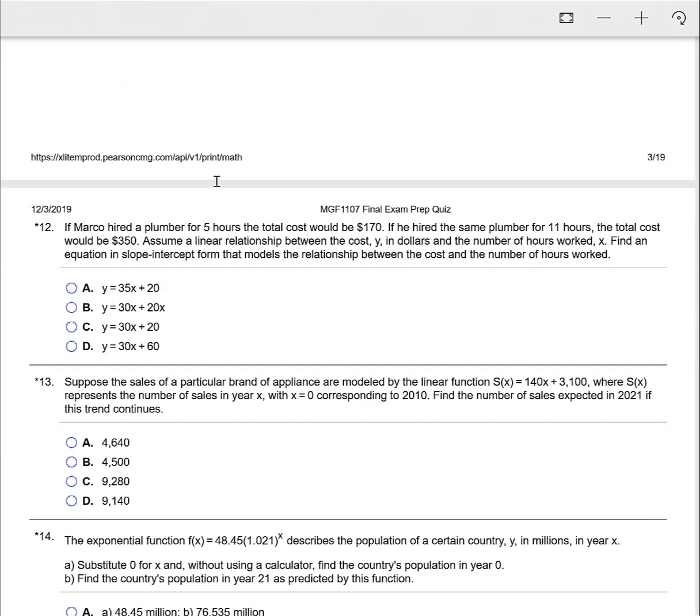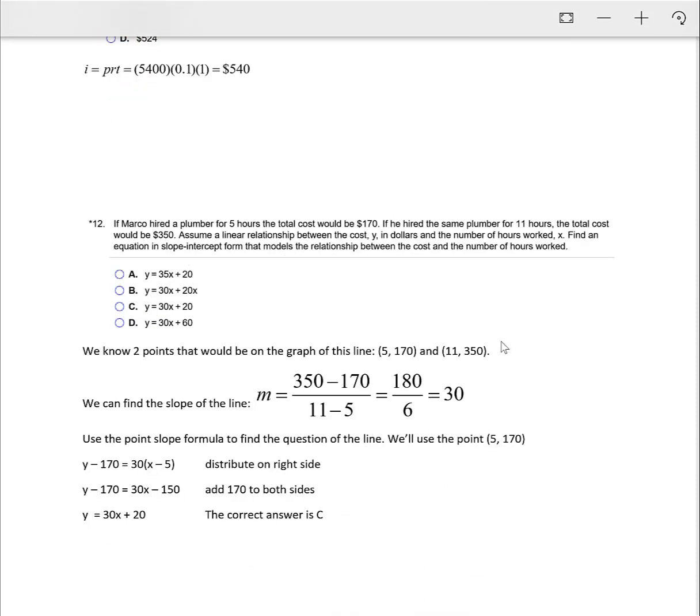Okay, number 12, I've got a detailed solution for this one. Now, in the problem here, they tell us that Marco hired a plumber for 5 hours and the total cost was $170. So I've got some information here, and then it also says if he hired the same plumber for 11 hours, the cost would be $350, assuming a linear relationship. So I've got 2 points on the line now, (5, 170) and (11, 350).